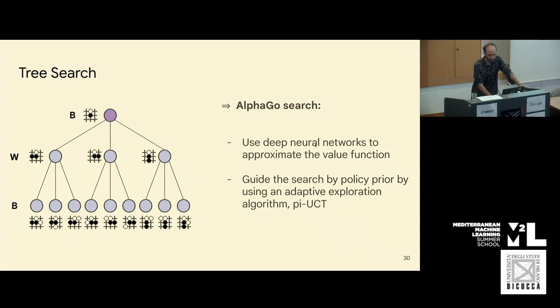Now, I don't want to explore the whole tree. I want to be adaptive. I want to do the transitions where they matter. And so for that, we're going to have to guide the search by a policy prior, which is just a policy neural network, by using an adaptive exploration algorithm called PUCT. Don't worry about the details of PUCT. I'm going to tell you what the equation is. But again, what matters is the intuition.